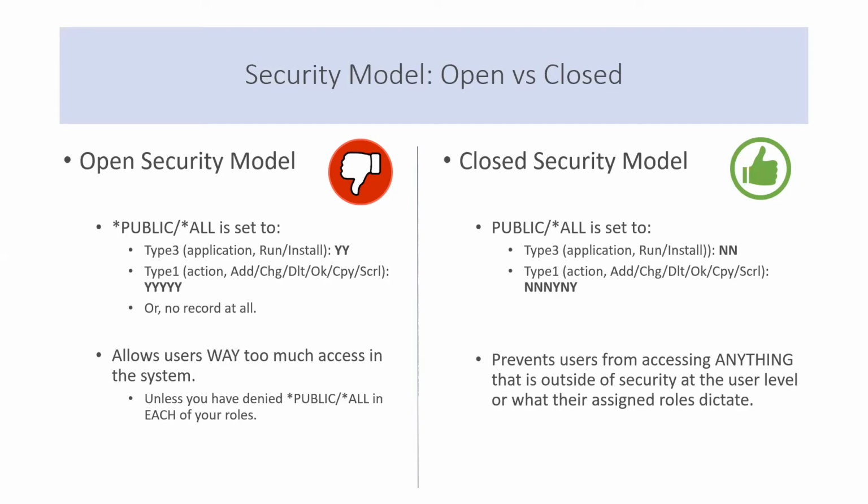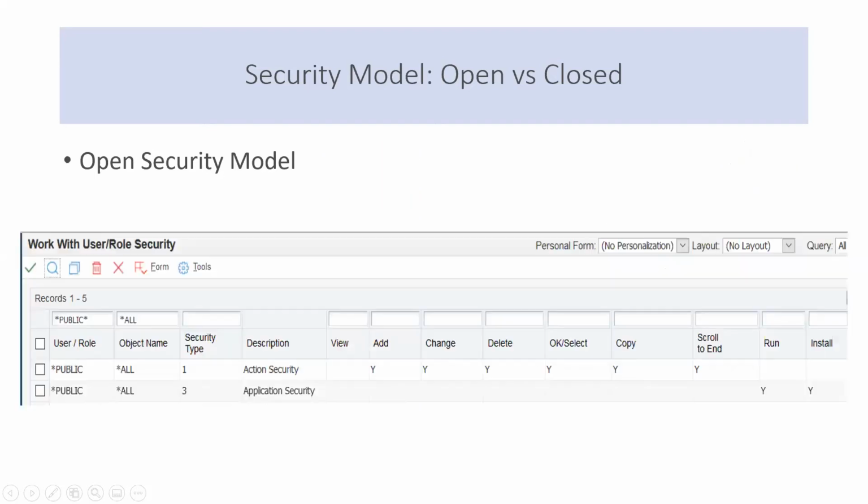And why do we use a closed model? It prevents our users from accessing anything that is outside of security at the user level or what the assigned roles dictate. It will not let them. So if they're trying to access P0411, there's nothing at the user level saying they can, and nothing at any of the roles that are assigned to them. In an open model, they'll still be able to access P0411. In a closed model, star public will pick it up as a baseline security and says no matter what, if your user level and your role level do not grant it, you can't access it. It shuts them down.